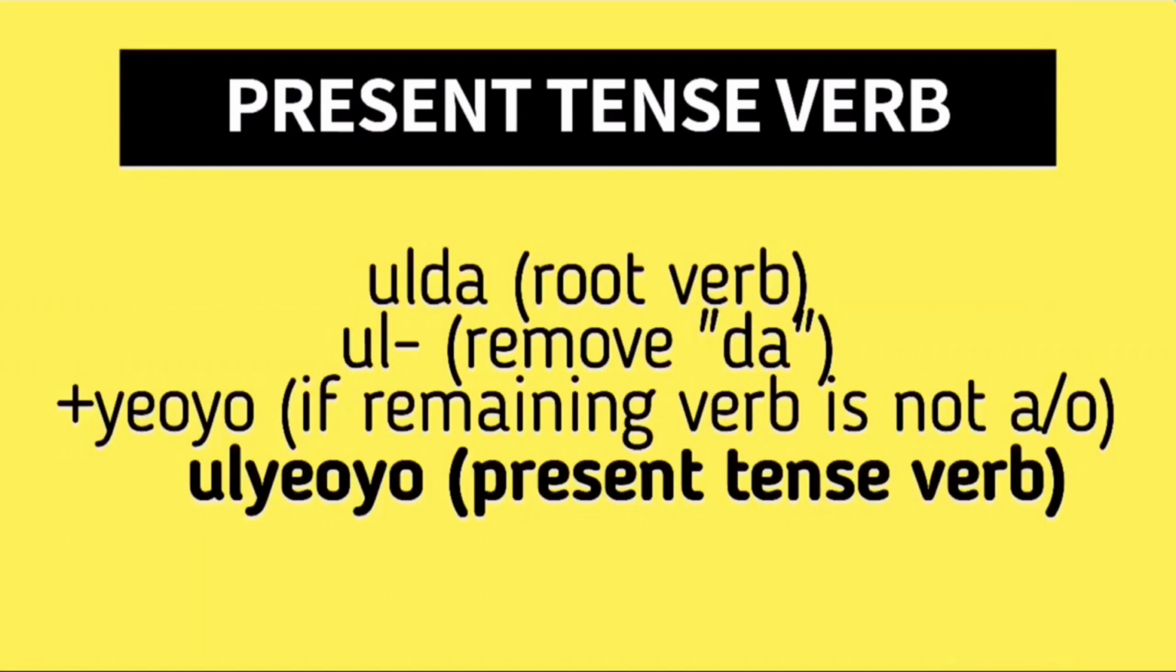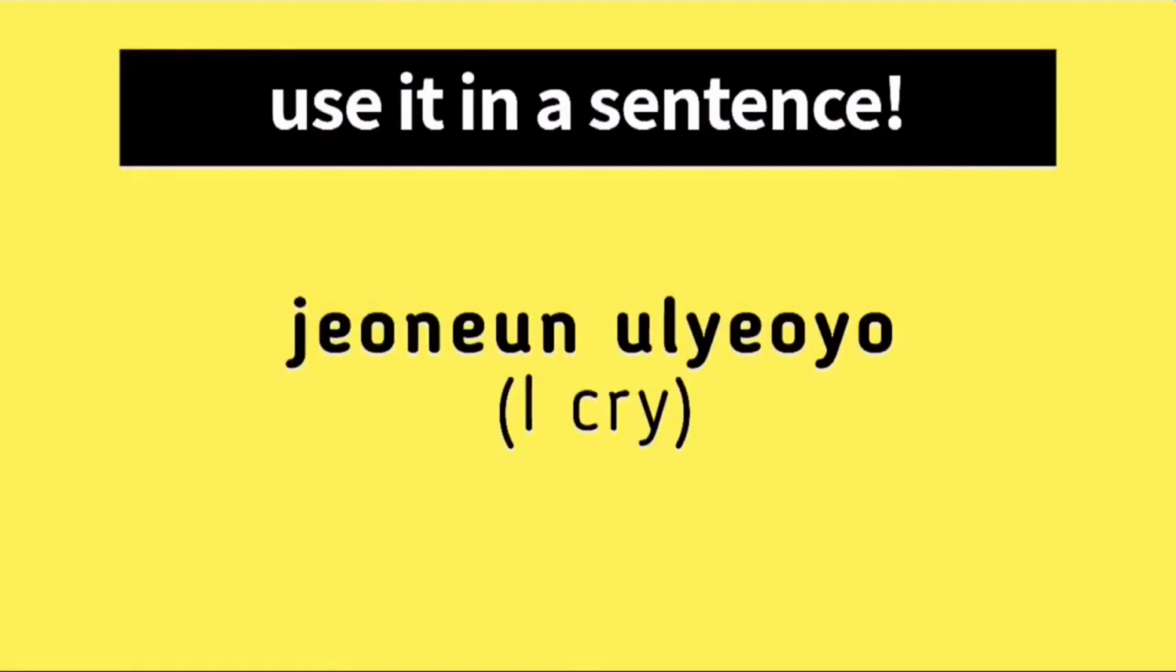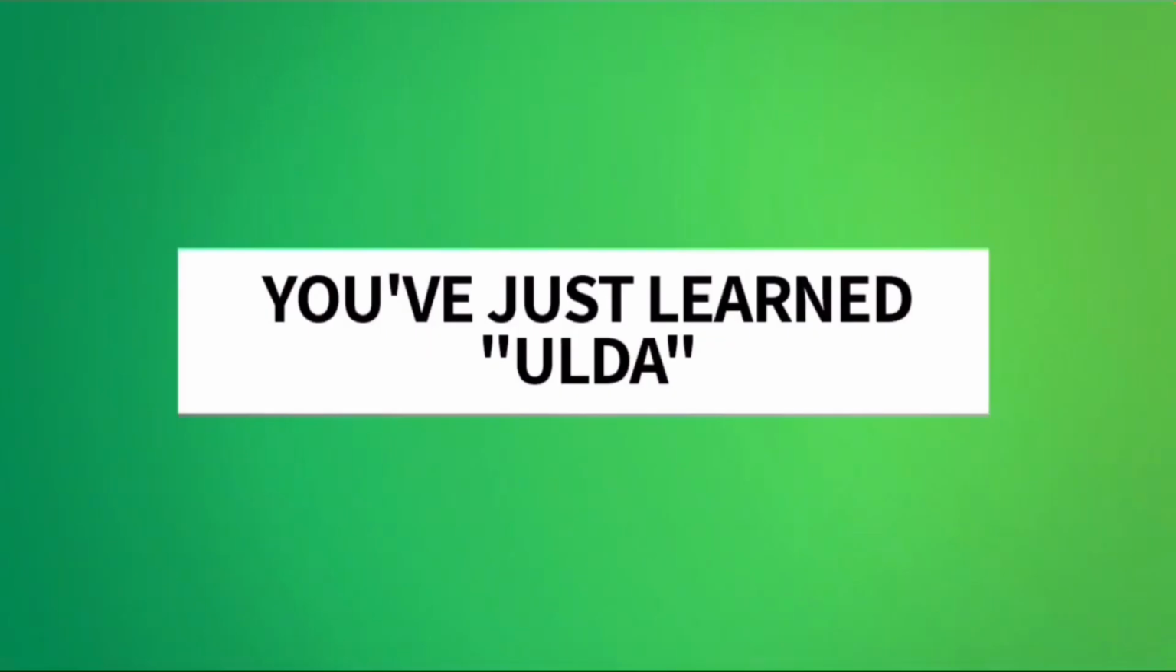So going back to this, we're just left with ul, and we have chosen eoyo because ul does not end with a sound a or o. So ul plus eoyo is ureoyo. And looking back to this, we already know by now that 저는 울어요 means I cry, or it pertains to the present action of crying. And with that, you've just learned ulta.